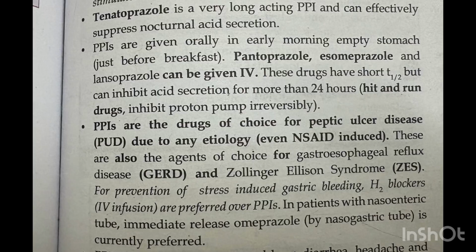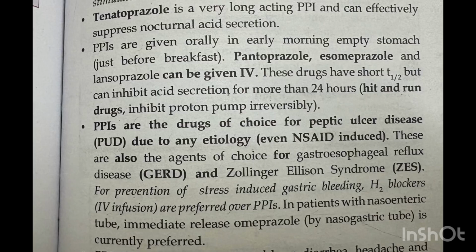Proton pump inhibitors are given orally in the early morning on an empty stomach, just before breakfast. Pantoprazole, omeprazole and lansoprazole can be given IV. These drugs have a short half-life but can inhibit acid secretion for more than 24 hours. They are hit and run drugs that inhibit the proton pump irreversibly. Proton pump inhibitors are the drugs of choice for peptic ulcer disease of any etiology, even NSAID induced. These are also the agents of choice for GERD and Zollinger-Ellison syndrome.